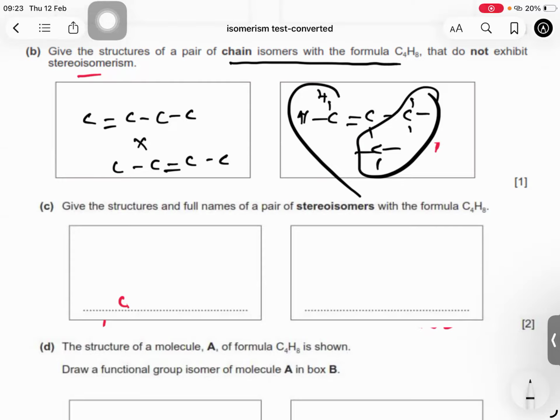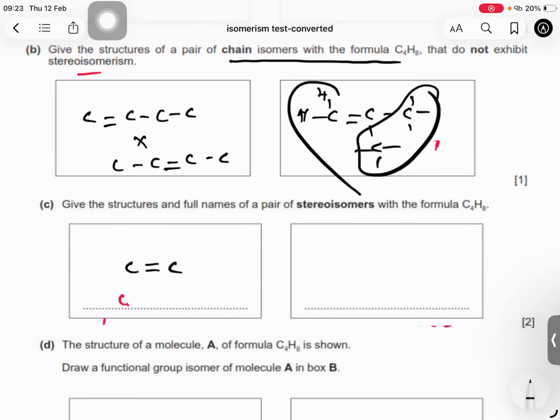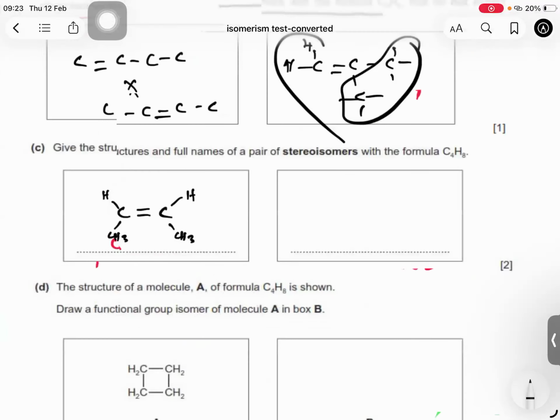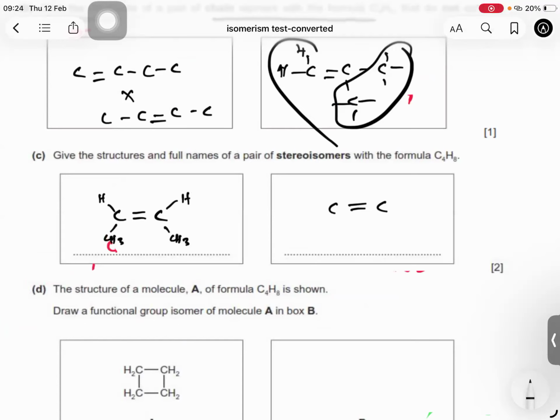Pay attention. If you have to draw the cis isomer, I'm going to draw butene. This is CH3, this is H, this is CH3, and this is H. This is the cis isomer. And then keeping the first one the same and switching the other one, this is cis-butene, this is trans-butene. You have to write the full name: cis-butene and trans-butene. Don't write cis and trans only.